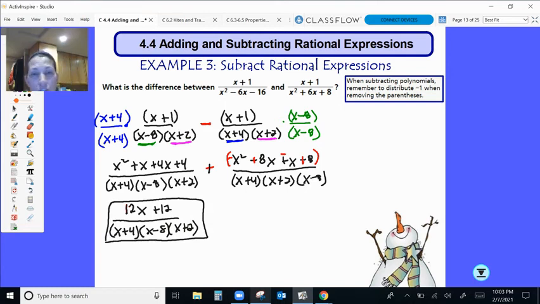All right? So that's what you have to be careful with when subtracting. You have to really remember to distribute that negative on the top when you are subtracting. Okay?